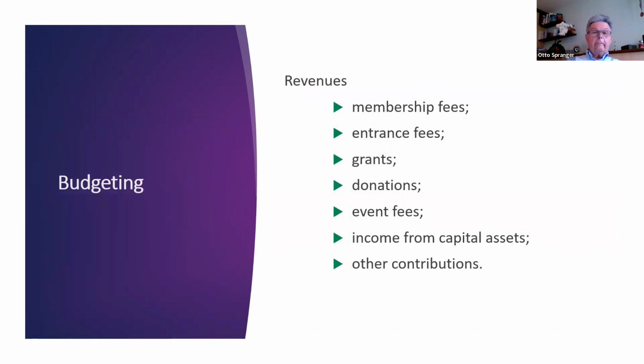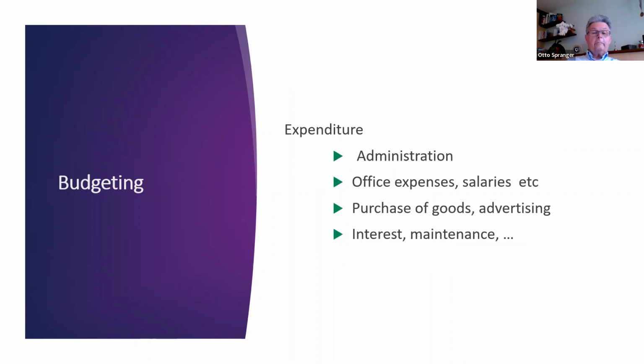In general, you have revenues like membership fees, entrance fees, grants from various companies, donations, event fees, income from capital assets, or other contributions. And on the other hand, you have expenditures for administration of the organization, office expenses, salaries, for the purchase of goods, advertising, interest, and maintenance.